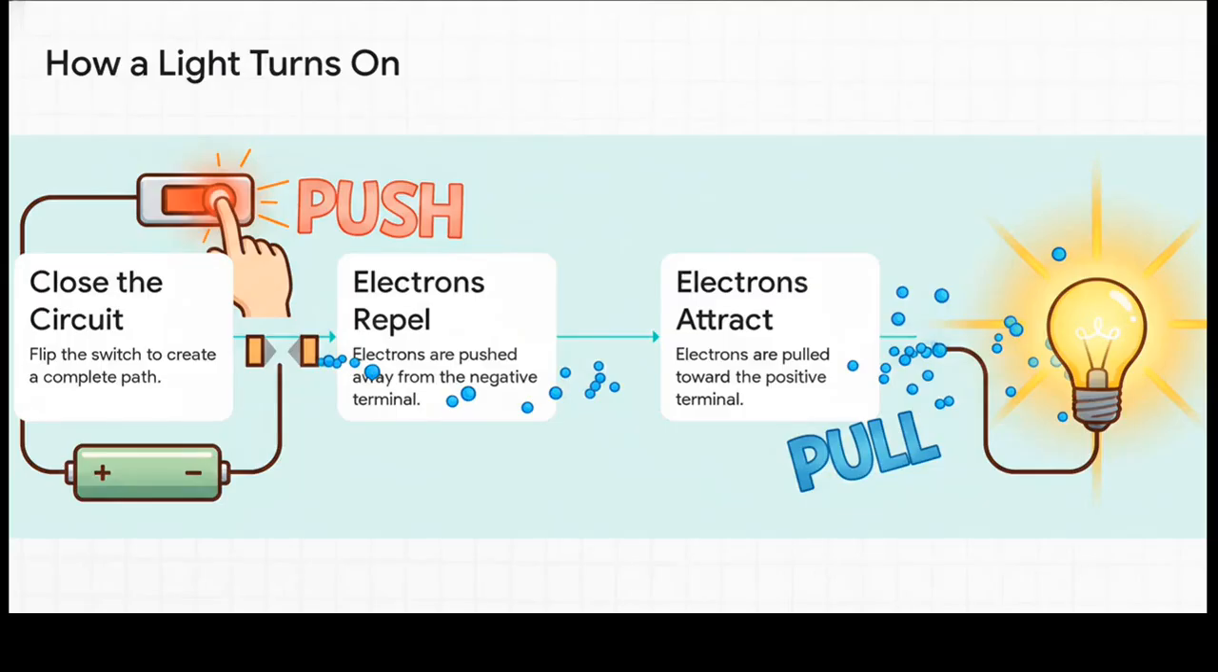So let's put it all together. The moment you flip a light switch, what you're really doing is closing that break. You're completing the circuit. Instantly, all the electrons in the wire get repelled by the battery's negative end, and at the same time they're attracted to the positive end. This push and pull creates the current, which flows through the lamp and makes it glow. It's a beautiful, instantaneous chain reaction.